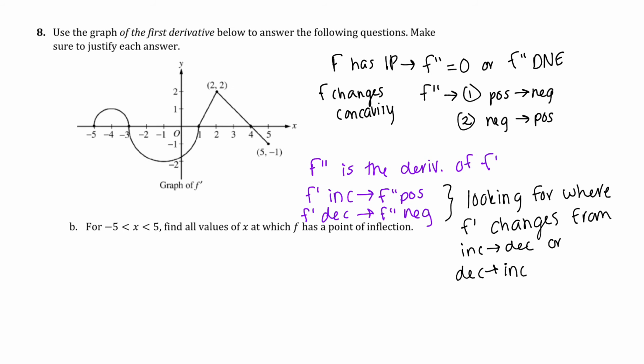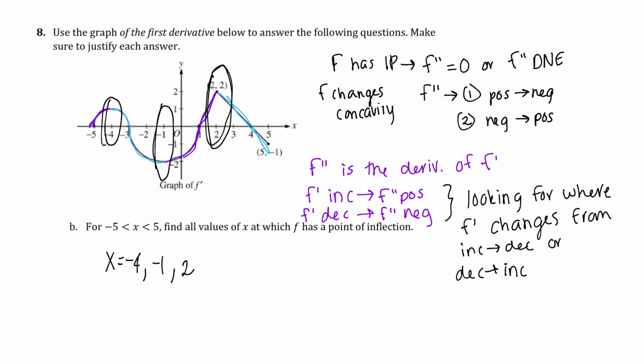So if we look, we are increasing, increasing, decreasing, decreasing. So the places where we change are right here, right here, and right here. So those are our inflection points. We have inflection points at -4, -1, and 2. Those are the inflection points.